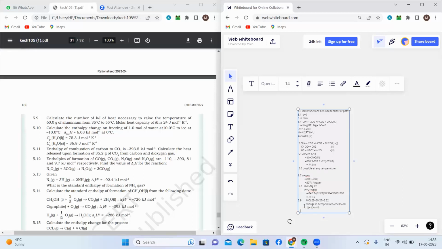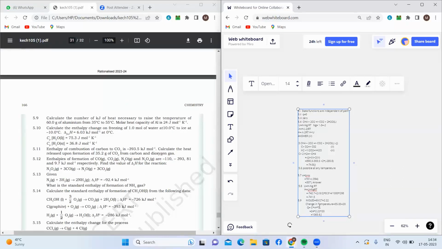So C is given to us as 24 joule per mole per Kelvin, 24 multiplied by number of moles which we calculated to be 2.22, multiplied by the temperature, which is 20 Kelvin. So the answer comes out to be, let me use the calculator, 1065.6 joules. This is your final answer to this question.